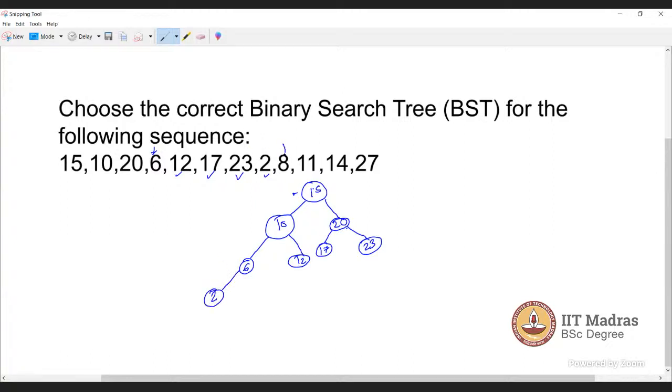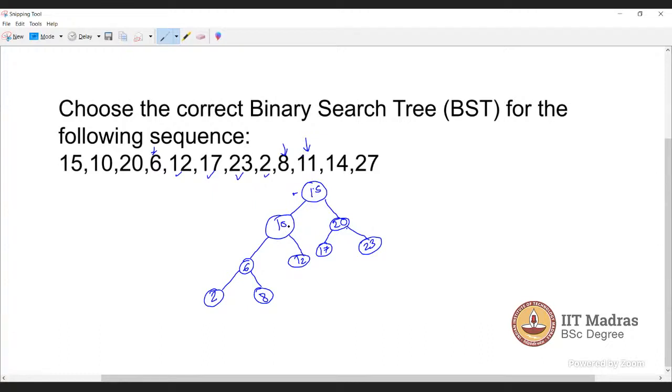Then how to insert 8? Same approach. It is less than 15, so it will go on the left side. It is less than 10, so it will go on the left side, but greater than 6, so it will go on the right side of 6. So that is 8. Now about 11. It will go on the left side of 12.